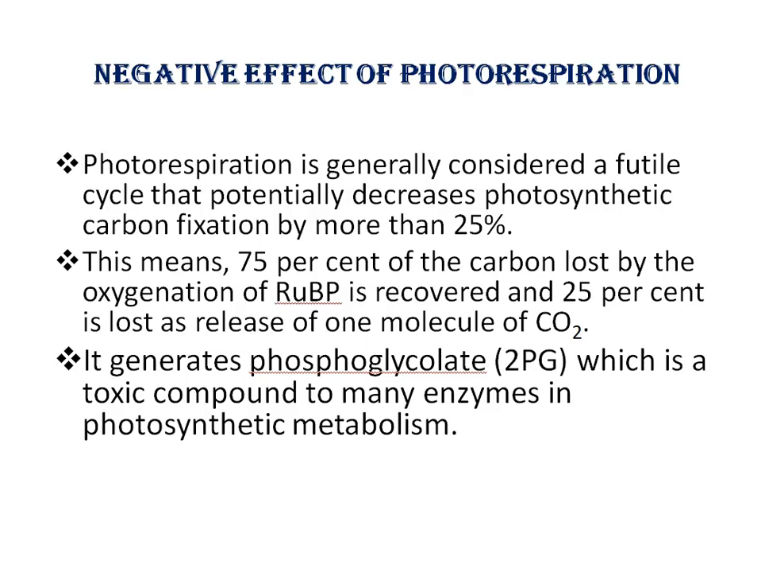I'll repeat here again. The final products of the photorespiratory cycle are one molecule of a 3-carbon compound, 3-PGA, and one molecule of a 2-carbon compound, phosphoglycolate. Now, PGA molecules enter the Calvin cycle to make carbohydrates, but one carbon dioxide molecule is released in the mitochondria. This means 75% of the carbon lost by oxygenation of ribulose bisphosphate is recovered and 25% is lost as the release of one molecule of carbon dioxide.